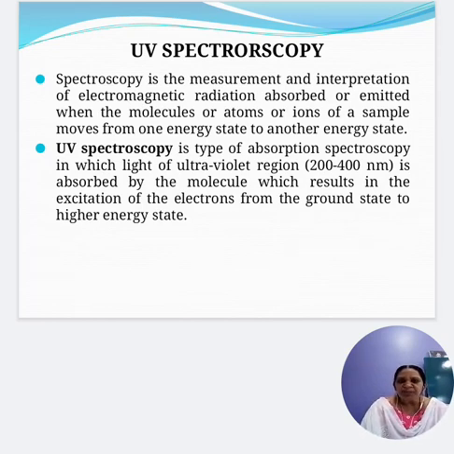So, ultraviolet spectroscopy is nothing but a type of absorption spectroscopy in which light of the ultraviolet region is absorbed by the molecules, which results in excitation of electrons from the ground state to a higher energy state.